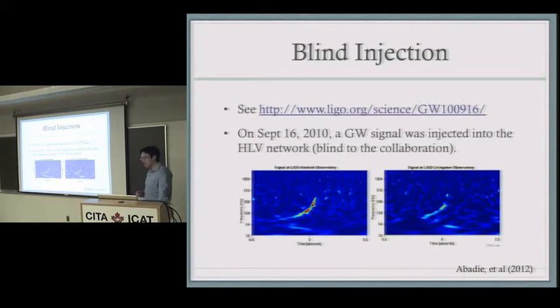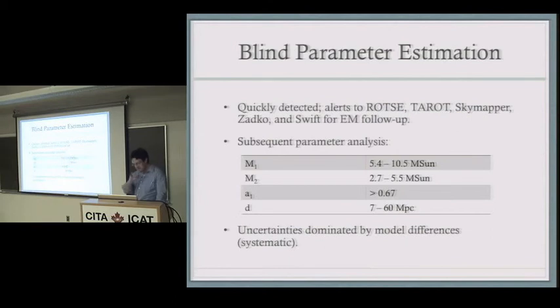By 6 months later, we had a publication ready to go. And at our big collaboration meeting in March 2011, we opened the envelope and discovered that this was a fake signal and was not an actual gravitational wave from a real astrophysical source. At which point, we all patted ourselves on the back.